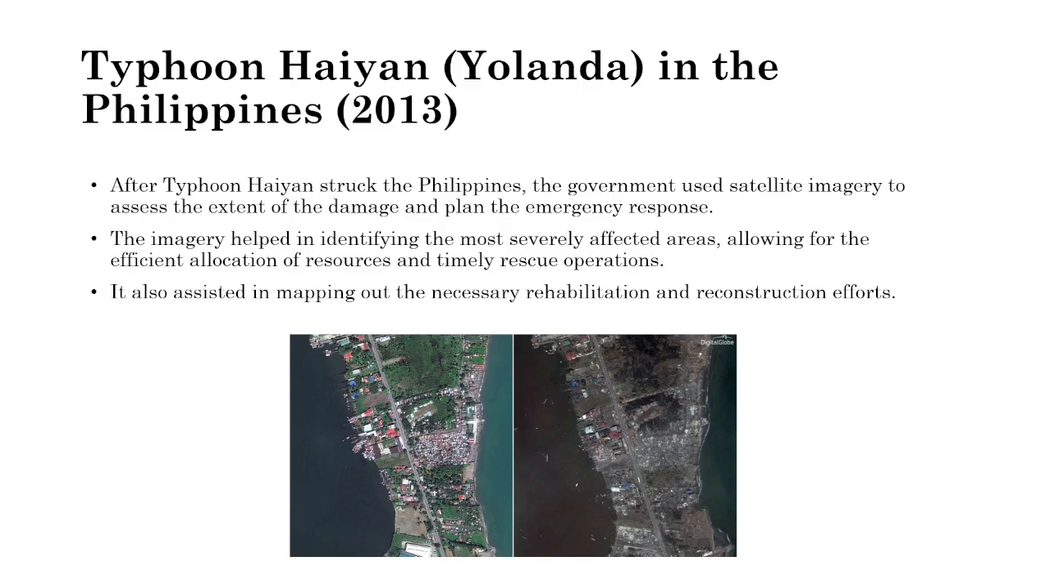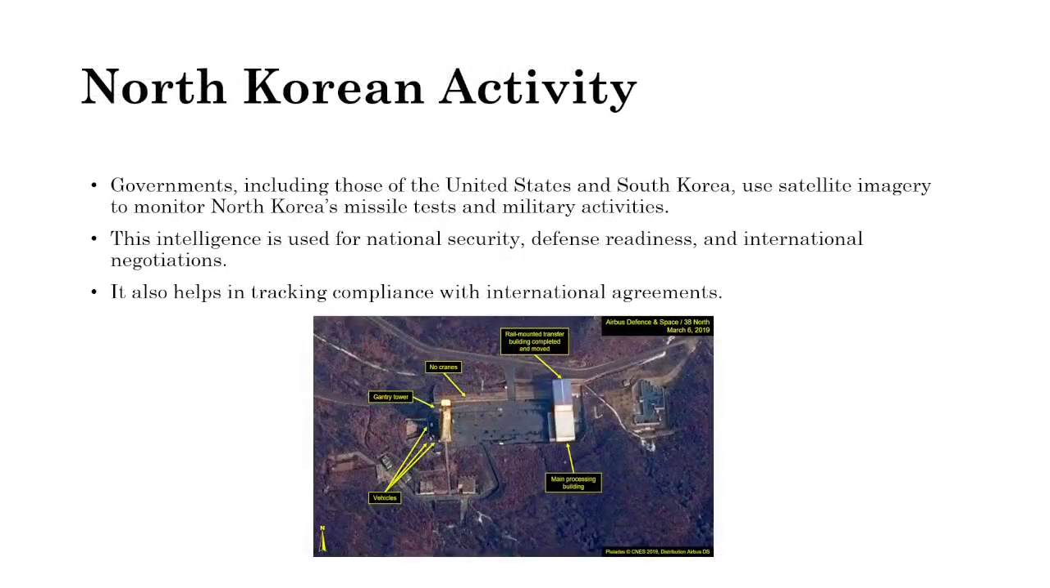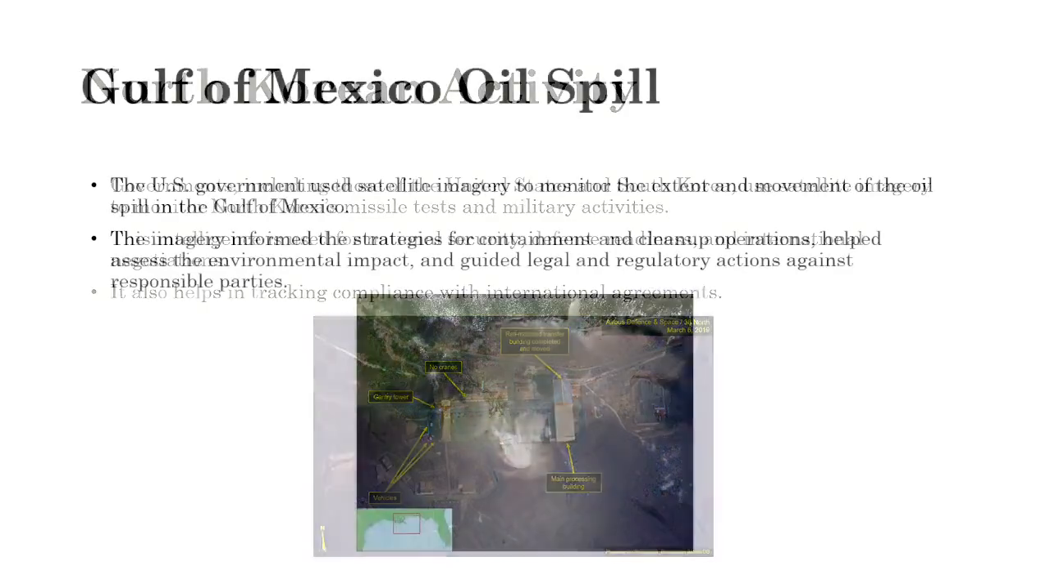What areas were destroyed? We also use satellite imagery to monitor North Korea. Yes, we do. Countries like the United States and South Korea use it to monitor North Korean missile tests. They don't want them getting out of hand because they don't want the world to blow up. They monitor their military activities. This is used for security purposes, defense purposes, and making sure that there's compliance with international agreements.